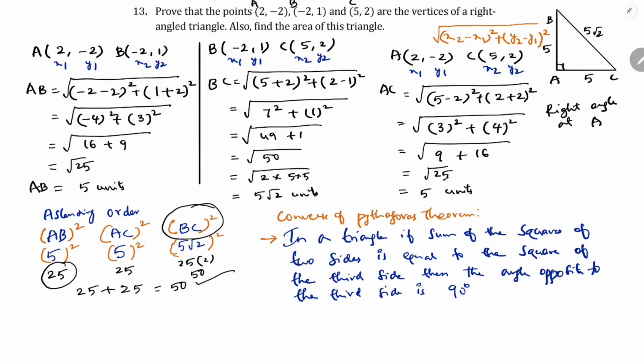See, just to prove that it is a right angle triangle, first arrange the sides in ascending order, square all of them, and if you add the first two, you will get the third. It's a right angle triangle and the third side is the hypotenuse.